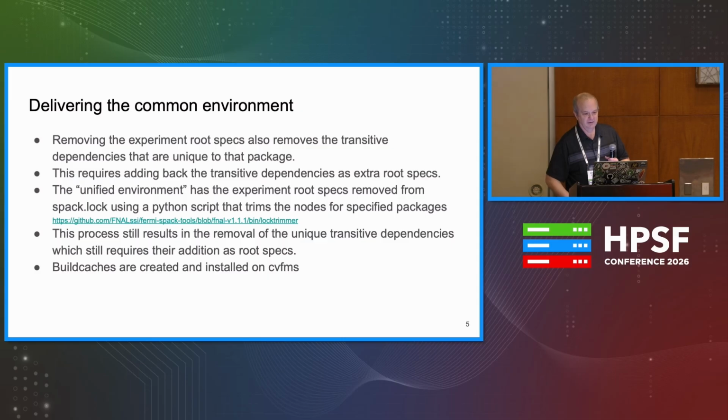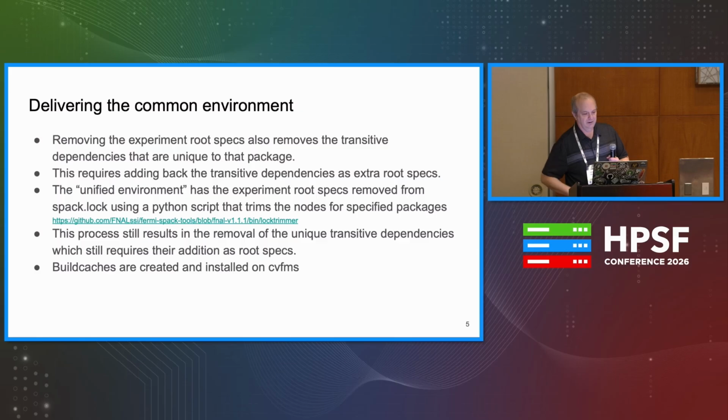And so we had the unified environment, so we get all those things, and then we were trying to remove the experiment root specs because we don't want to get in the business of building their software for them and distributing it on CVMFS. We want them to build it, but they do have the expectation that we have already built their dependencies. So I found that if I go in the environment and do a spack remove of these root specs, then these transitive dependencies disappear, which it may be by design.